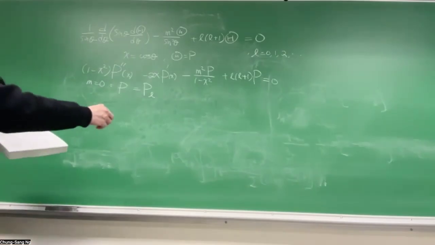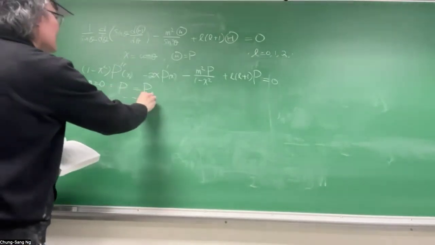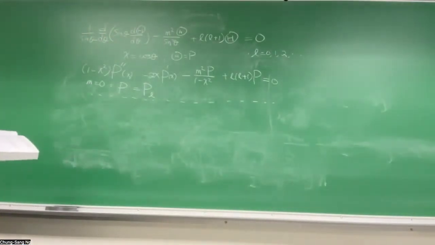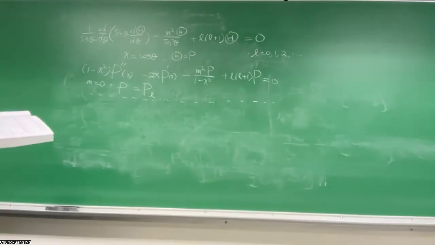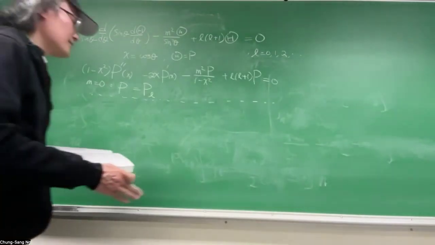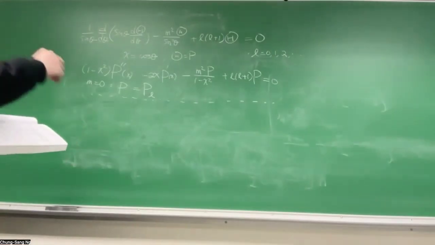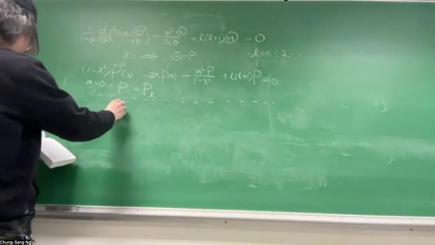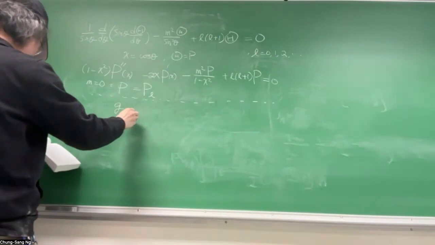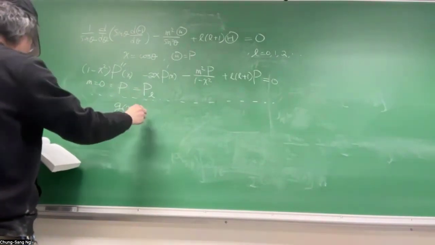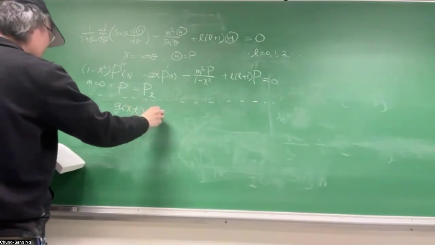For the rest of the time, just keep defining this P sub L or P sub N in your textbook. One way to define this is through the generating function, like what we did for the Bessel function. The generating function for the Legendre polynomial, for this case m equals 0, is given by this one.